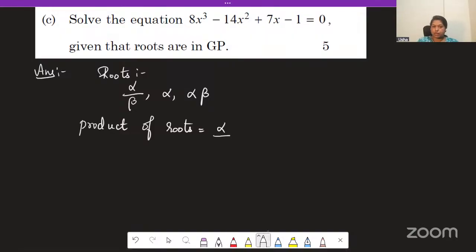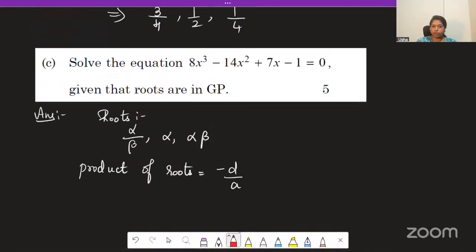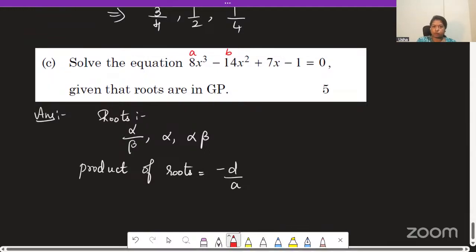So product is alpha by beta into alpha into alpha beta, right? This three we are supposed to multiply. Beta gets cancelled. And what is product of the roots? It's minus d by a. And make sure you identify the values correctly. This 8 is a, b is minus 14, c is 7, d is minus 1.